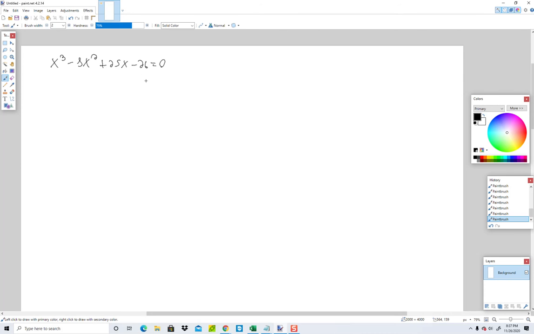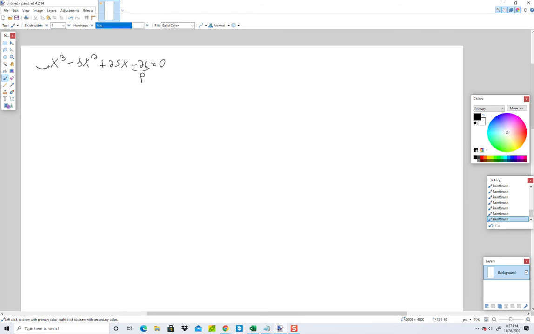People tend to think complex solution means that it has an imaginary part, an i. And that's not necessarily true. x equals 3 is a complex solution. It doesn't have to have an i, because a complex number is of the form a plus bi, and b can be 0. Okay. Now, the number here at the end, our constant term, is our p.